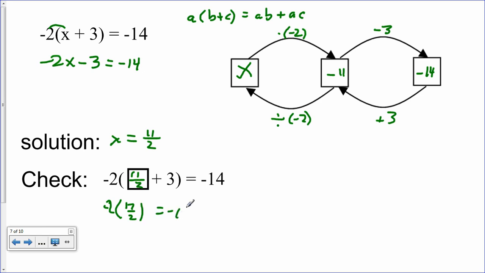This is not looking right. -2 times 17 halves. Well, that will be -34 halves. That will be -17. Does -17 equal -14? Nope. That means we messed something up. I'll go back and figure out what I did wrong and record this correctly in another video because I've already made this one long enough.